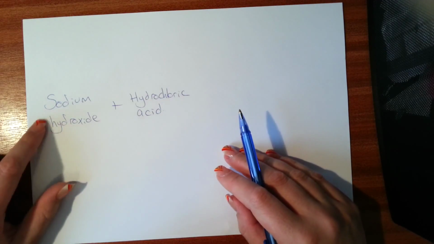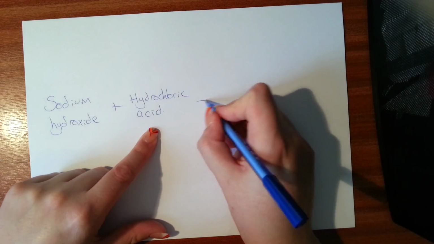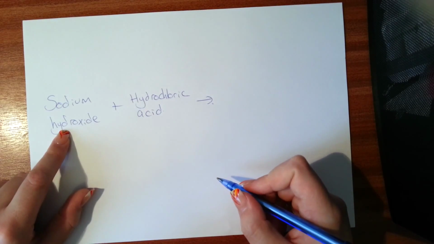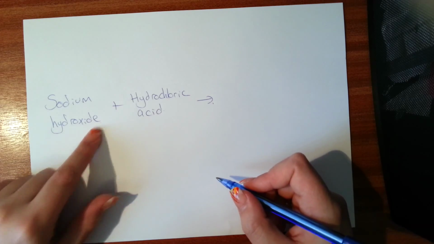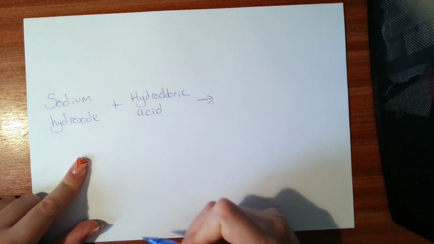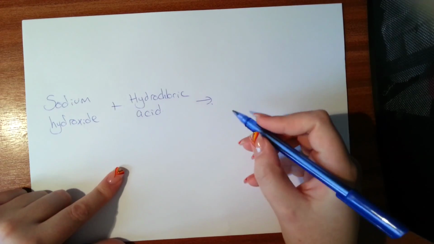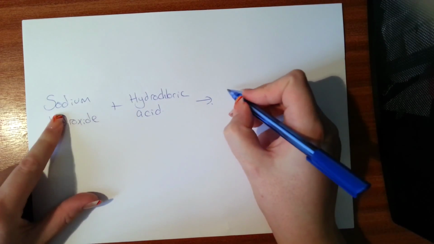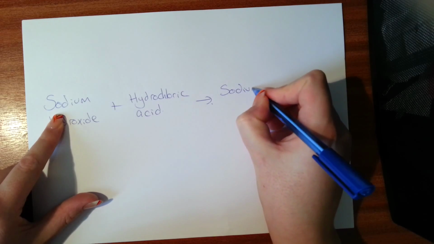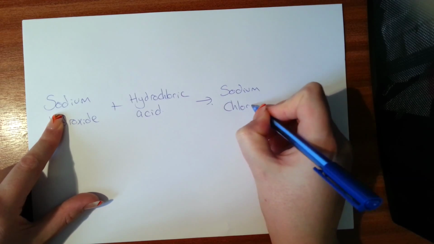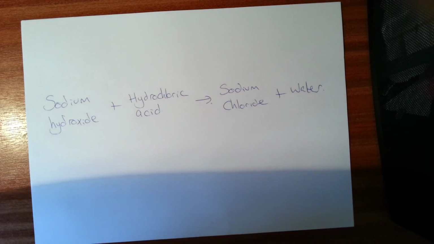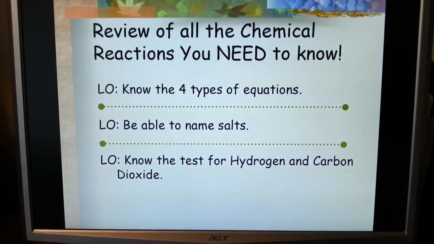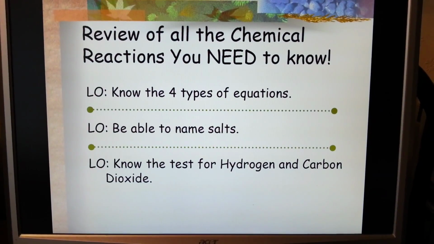Okay, the final one, sodium hydroxide and hydrochloric acid. Okay, this is an acid-alkali reaction. Now, you know it's an alkali because it's always got the word hydroxide or just oxide. Okay, add that to an acid and we end up with a salt, in this case sodium chloride plus water. Okay, so that's the review of the equations. So you need to know the four equations, name salts, and the test for hydrogen and carbon dioxide.